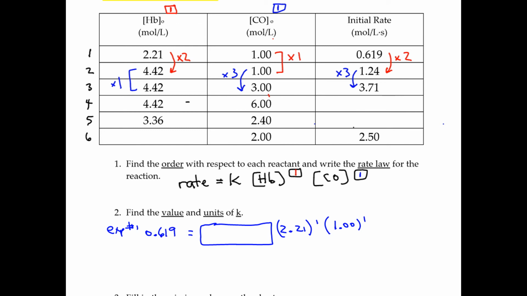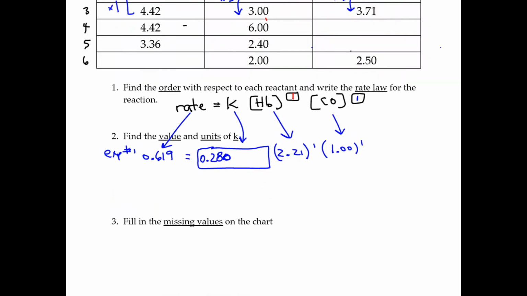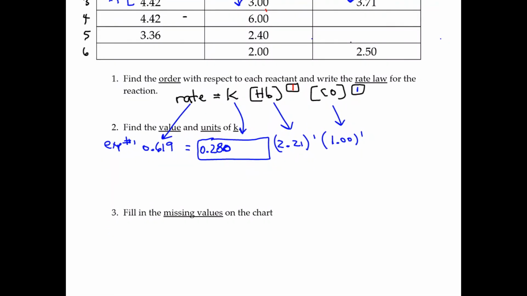So when we do all the math for that, we're going to get 0.280 for the number. But the question is, what are the units? So you'll see that the CO is here, the hemoglobin was there, the rate is here, and now we know the K, but we need the units. So how do we get the units? We have to use the units we know to figure it out.